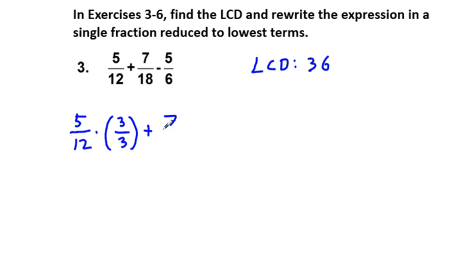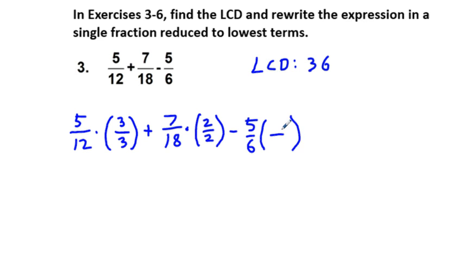And then to rewrite 7 18ths over 36, we need to multiply this fraction by 2 over 2. And then finally, we have minus 5 sixths. What do we do to write 5 sixths over 36? So we need to multiply by 6 over 6.